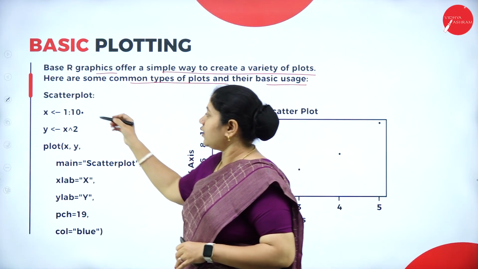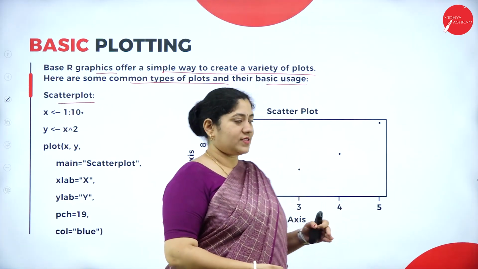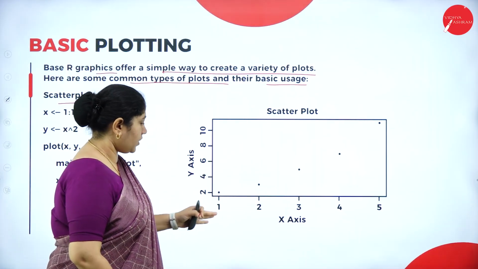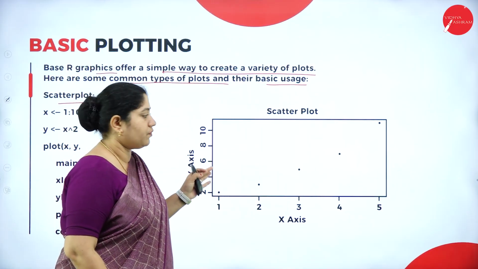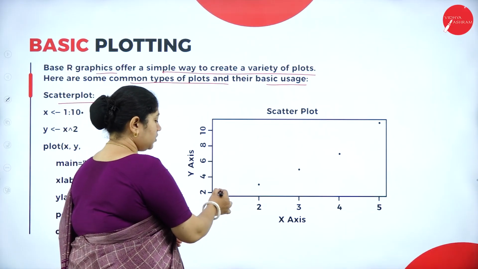Moving on, the first one is a scatter plot. How will the scatter plot look? It will be like this: we have an x-axis and a y-axis, we have some data, and we just plot the points to show the information.